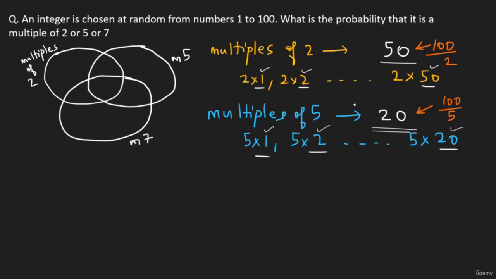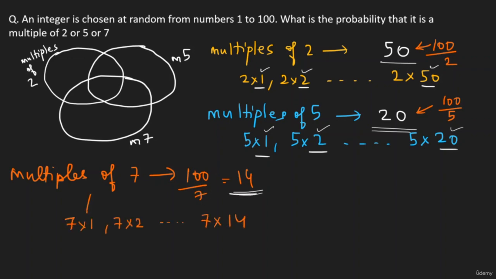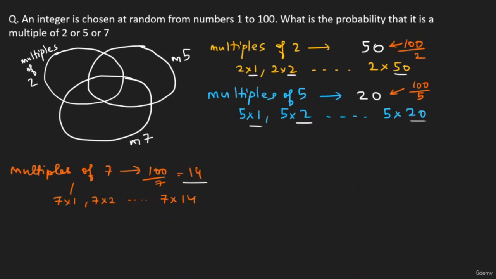Alright, let's move on to multiples of 7. So how many multiples of 7 are there? That's 100 by 7, which is equal to 14 if you leave out the remainder, right? And we can also do it as 7 into 1, 7 into 2, etc. up to 7 into 14, right? Because 7 into 14 gives you 98. Now that's the same 14 that we've got over here. So there are 14 multiples of 7 up to 100. Alright, let's keep this aside.